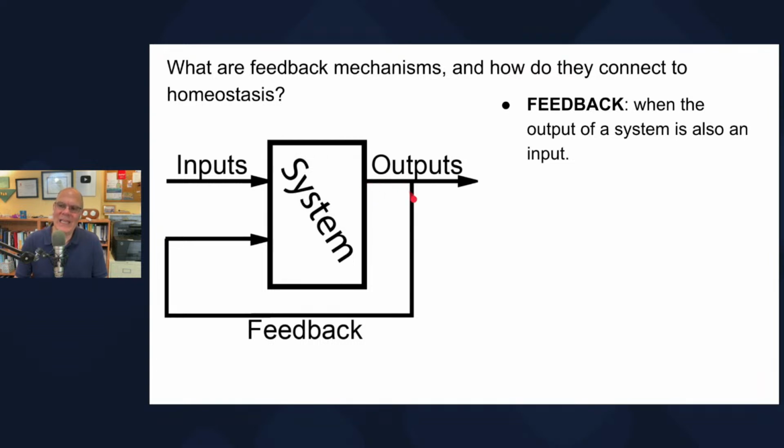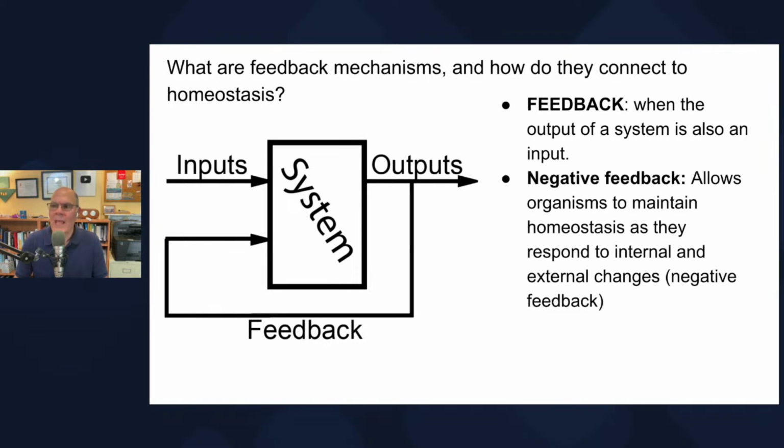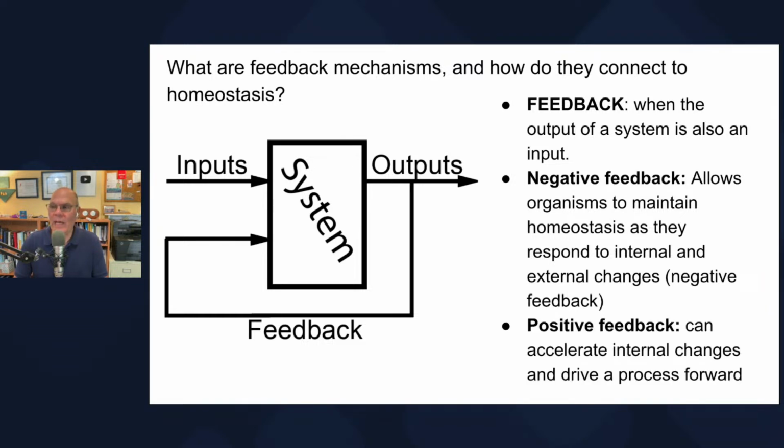Well, the outputs in this case feed back to the system. So, for example, here's an example for your kidneys. The input is blood. The system is the kidneys, and what it's doing is taking the blood and adjusting the osmolarity of the blood. That feeds back to the system in a way that tells the system how it's been doing. So the systems in your body, as we'll see, will turn on and off in response to feedback. Negative feedback allows organisms to maintain homeostasis as they respond to internal and external changes. That's negative feedback. Positive feedback can accelerate internal changes and drive a process forward, but they both involve the output of the system feeding back into the system and the system using that to adjust its activity.